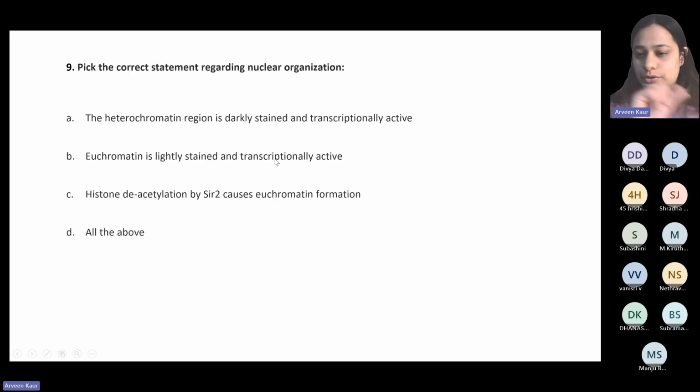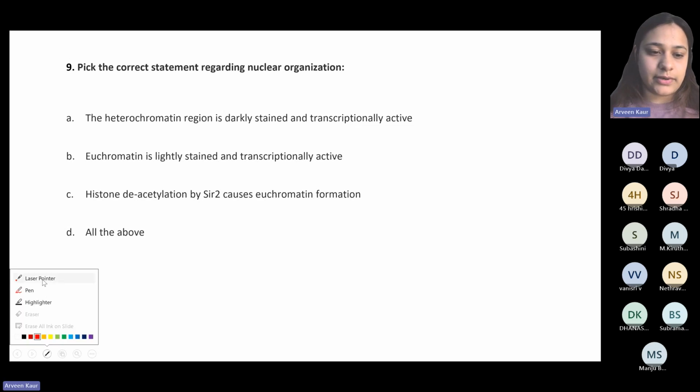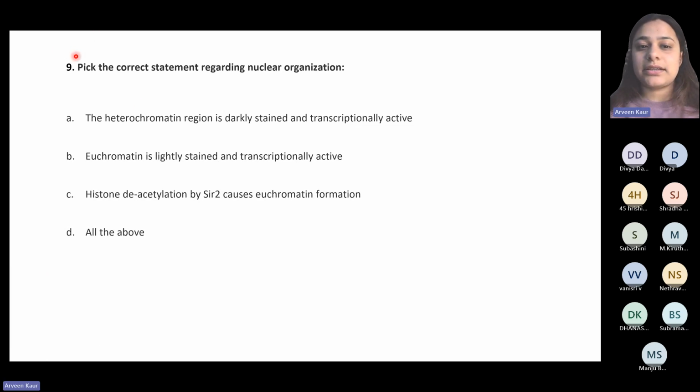Accidentally, I had put the same question in the next one also. But the question that I wanted to actually state was, pick the correct statement regarding nuclear organization, right? So which one of these is the correct statement? Option A is heterochromatin region is darkly stained and transcriptionally active. B is euchromatin region is lightly stained and transcriptionally active.